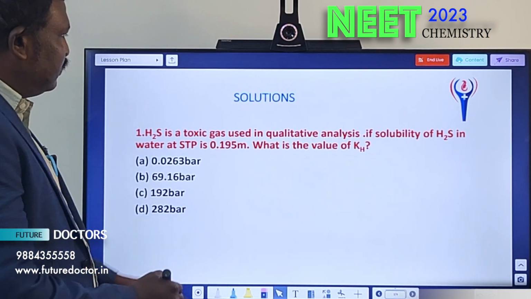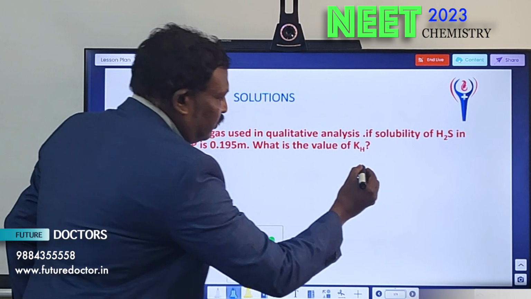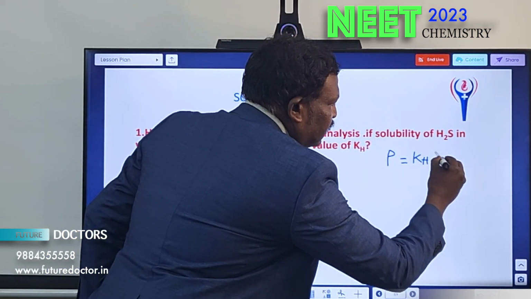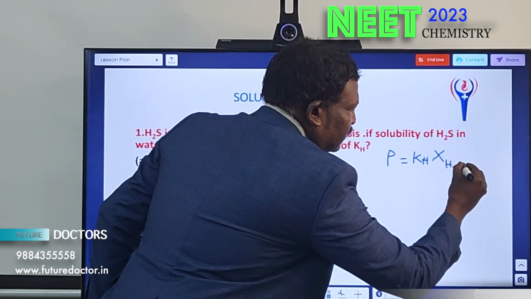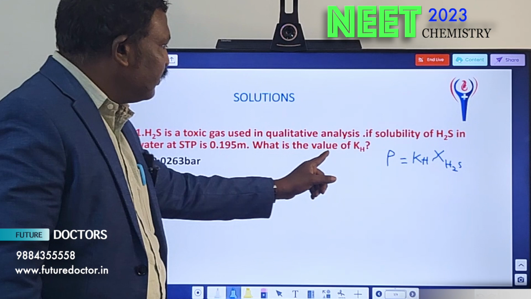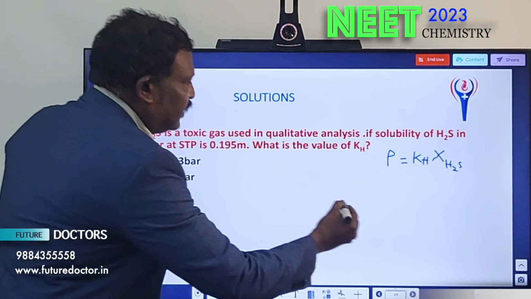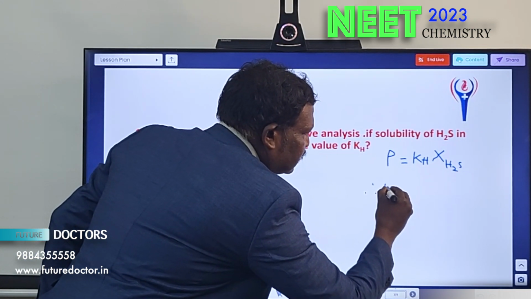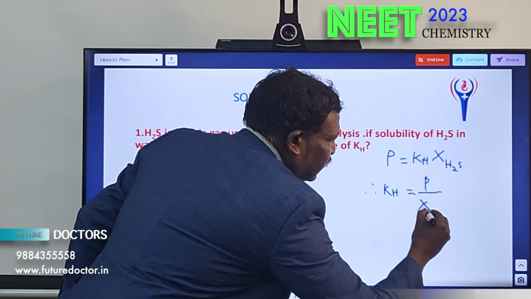You know the relation between solubility and KH. That formula is: partial pressure is equal to Henry's constant into solubility, nothing but mole fraction. They are asking to find only the KH value, nothing but Henry's constant. So rearranging the formula, KH is equal to partial pressure by mole fraction of H2S.